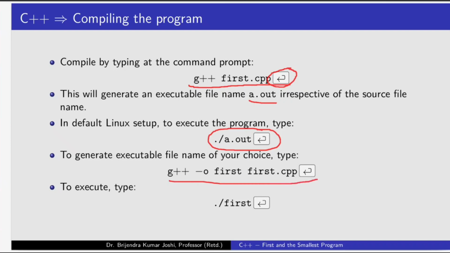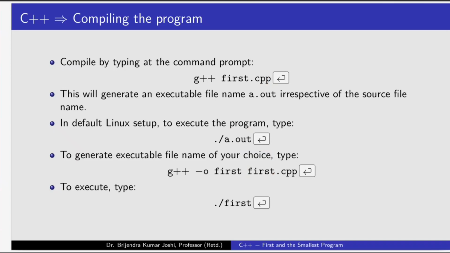If you want to generate an executable file name of your choice, then type at the command prompt g++, space, minus symbol. Sometimes we call it dash or minus or hyphen, and lowercase o, small o, space, and whatever executable file name you want, you can type it here. It is not essential that this name has to be the primary name of the source file name. But as a responsible programmer, we should choose the executable file name in such a way that by looking at it, we can make out the corresponding source file name. To execute, type ./first.